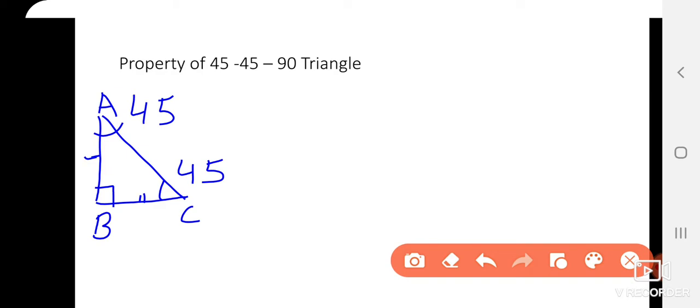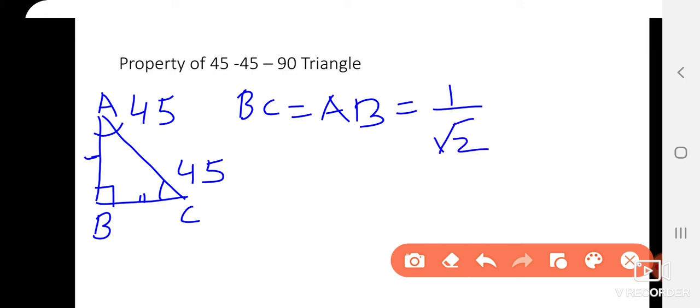Now if you have a 45 45 90 triangle, then which is the side opposite 45 degree? A is 45, C is also 45. The side opposite A is BC, and the side opposite C is AB. So I can say that AB and BC are equal. So the side opposite 45 degree is 1 upon root 2 times the hypotenuse. The hypotenuse here is AC.